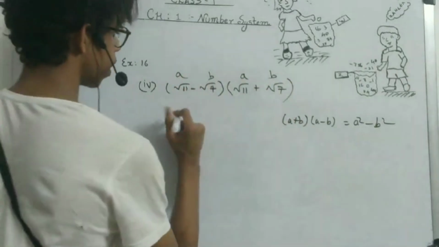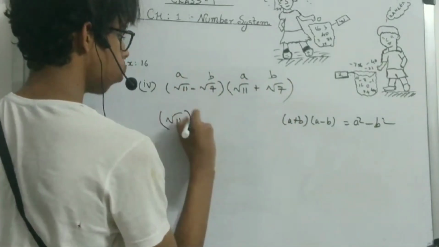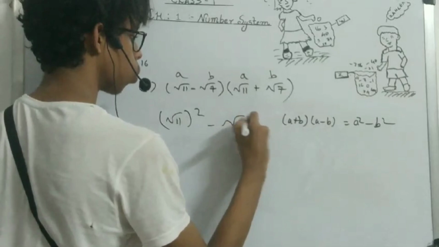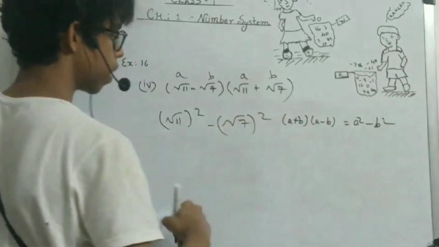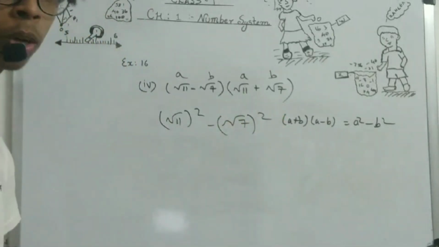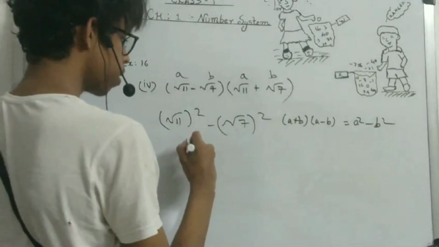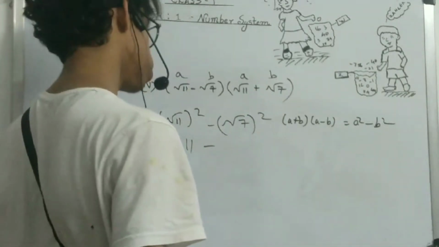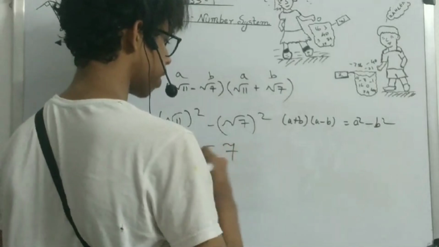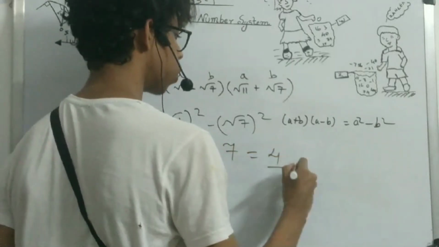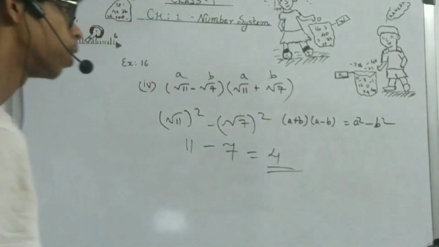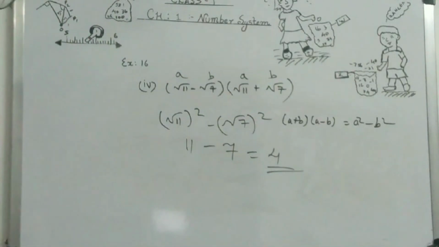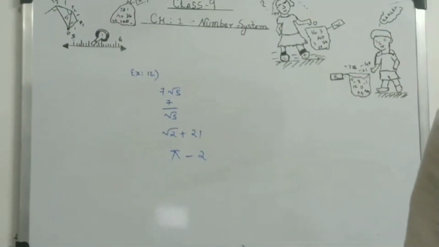So a square, that is root 11 the whole square minus root 7 the whole square. Root 11 the whole square means root 11 into root 11, which is simply 11, minus root 7 the whole square means root 7 into root 7, which is simply 7. 11 minus 7 is equal to 4. Okay, this is your answer. Now let us move on to our example number 12.